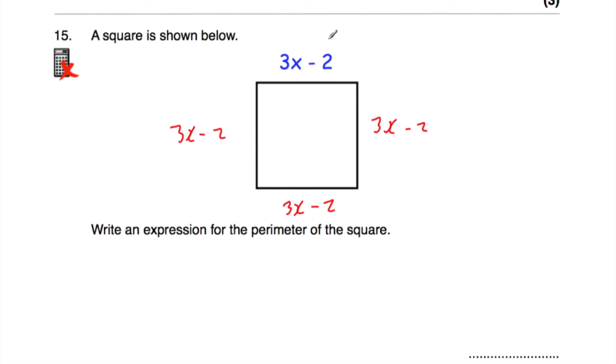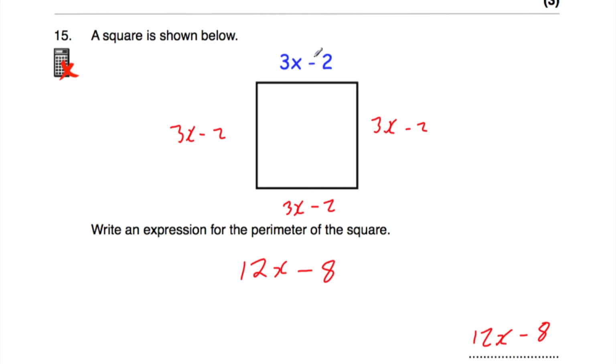So let's find the perimeter of the square. Whenever we're collecting like terms here, I deal with the x's first of all. So 3x plus 3x plus 3x plus 3x, well 3 plus 3 plus 3 plus 3 is 12, so that'll be 12x. And then we've got minus 2, minus 2, minus 2, minus 2. Minus 2, take away another 2 will be minus 4, take away another 2 will be minus 6, and take away another 2 will be minus 8. So the perimeter of this square is 12x minus 8.